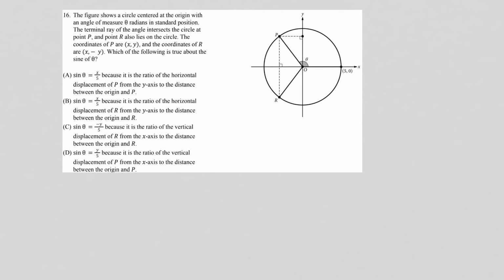The figure shows a circle centered at the origin with an angle of theta radians in standard position. The terminal ray intersects the circle at point P. And point R is also on the circle. The coordinates of P are x, y. The coordinates of R are x, negative y. Which of the following is true?